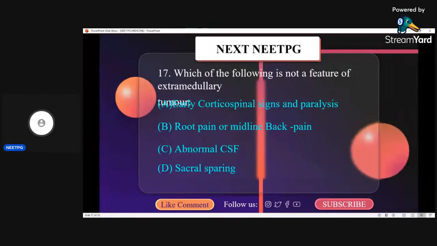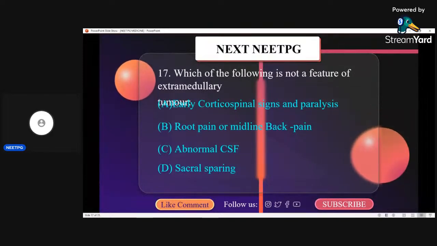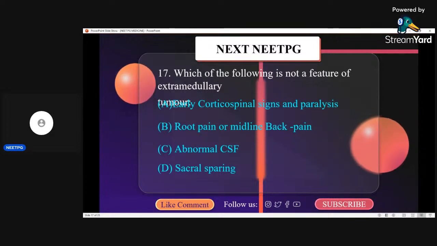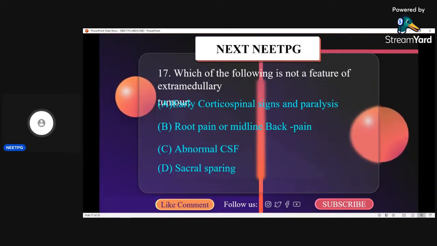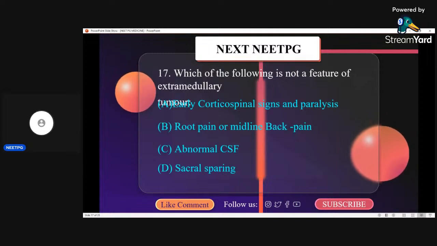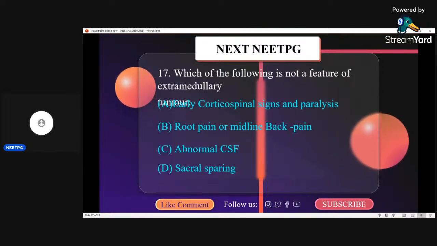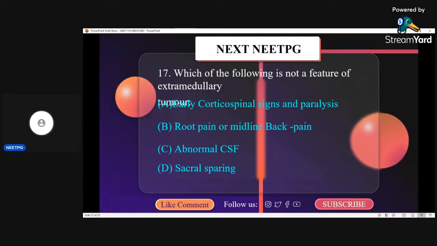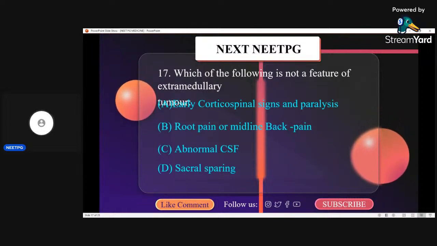B. Root pain or midline back pain. C. Abnormal CSF. D. Sacral sparing. The correct option here is D, sacral sparing. What happens in intramedullary and extramedullary syndromes? In extramedullary lesions, radicular pain is most prominent.